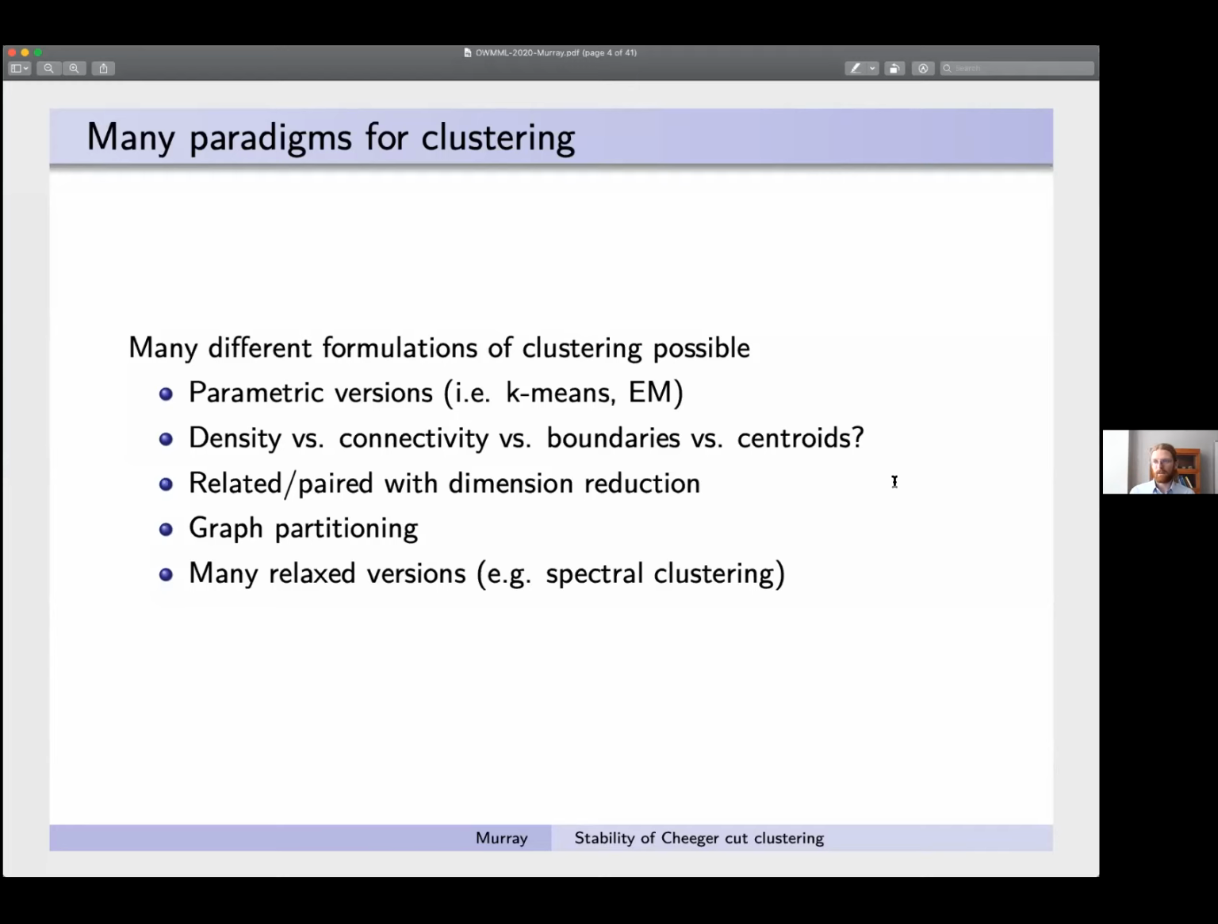On a more abstract level, there are questions about what it means to have found a cluster. So are we thinking about areas of high density? Are we thinking about how connected different data points are? Should we represent clusters by their boundaries or by the volume that they contain? Should we think about representative points in the center or not? These are all very abstract questions that you have to address when you're picking a particular formulation of the clustering problem.